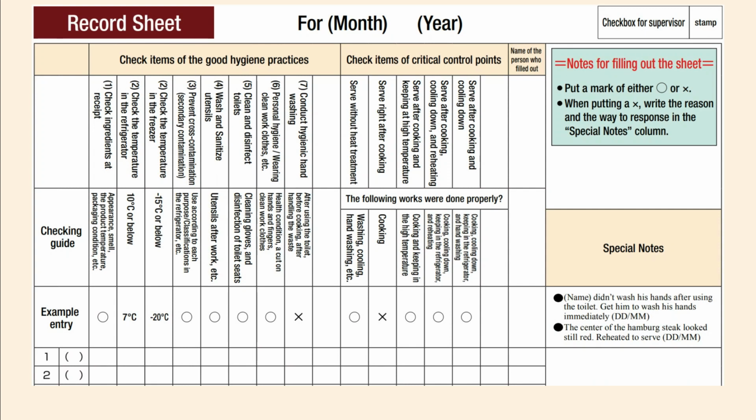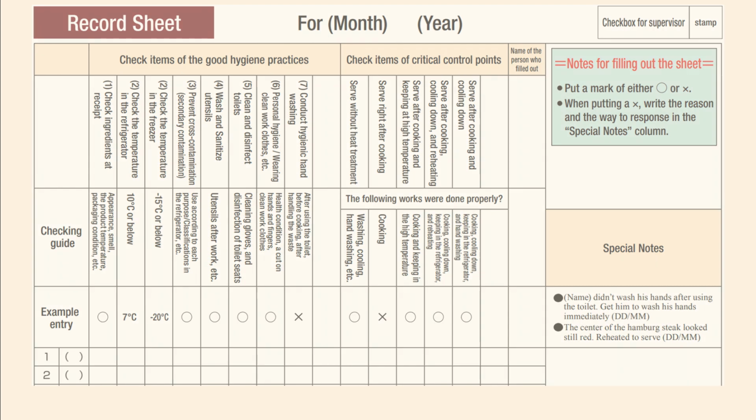The food hygiene control file has a calendar-style record sheet like this one. If there were no issues, put a circle or record specific temperatures. If there was an issue, put a cross. Then, in the special notes section, you should describe what happened and how it was handled. Keep this record for about 1 year. If you are asked to show the food hygiene control file by a health center official, please be ready to present it immediately.